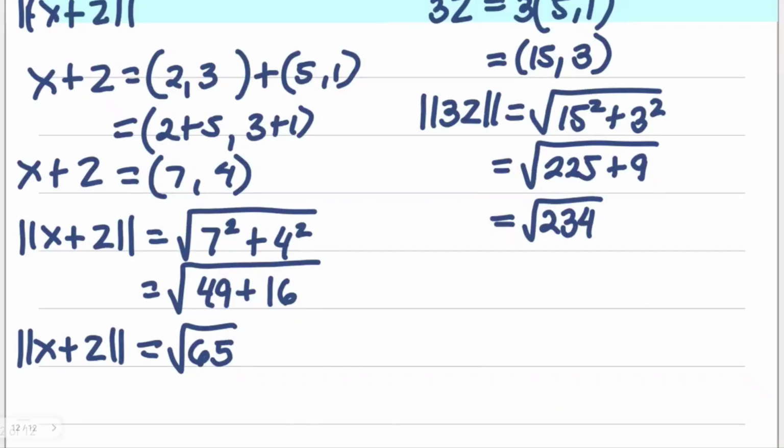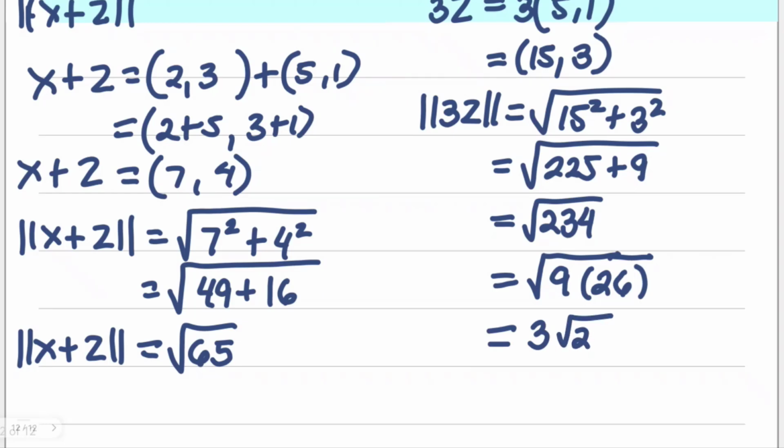You can actually write this as a product of 9. It's divisible by 9, yes. 9 times 26. Okay, let's check. 9 times 26 is, yes, really 234. So with that, since 9 is a perfect square, you will get here 3 square root of 26. This is the length of your resulting vector 3z. Again, scalar multiplication of a vector is still closed, so this is still a vector.